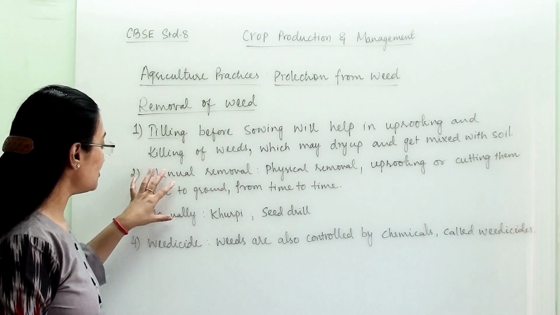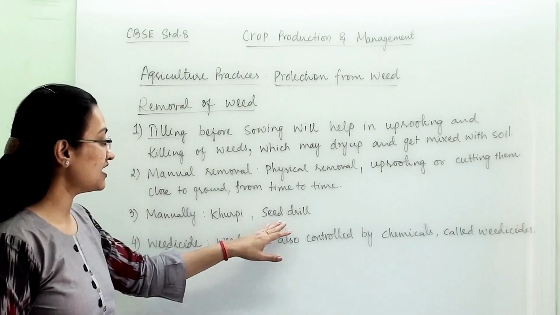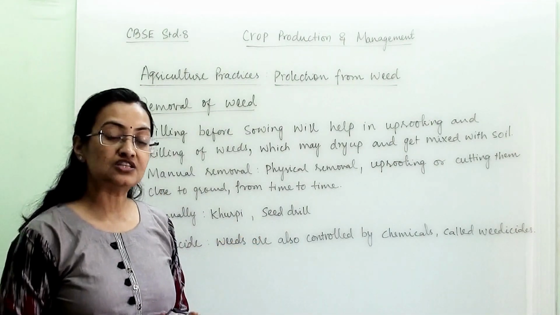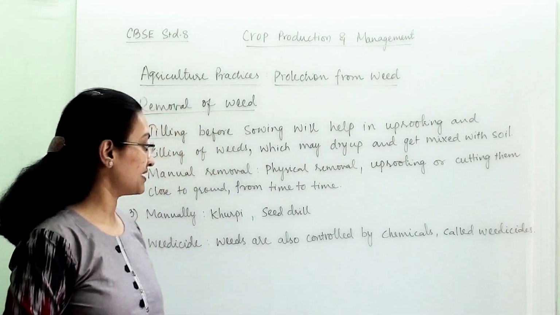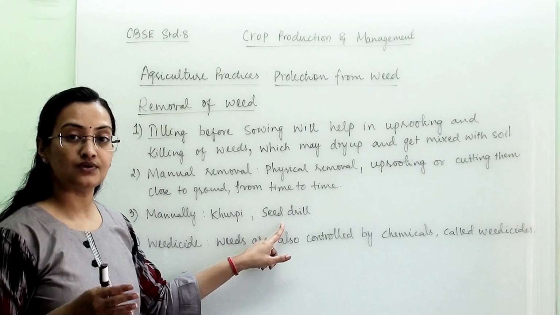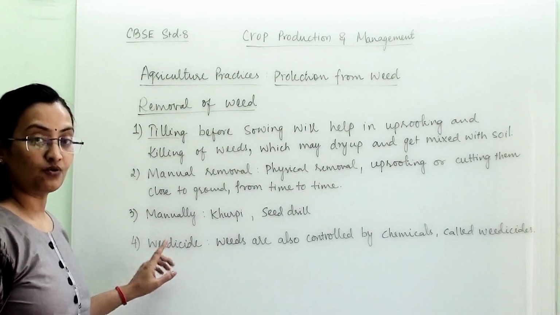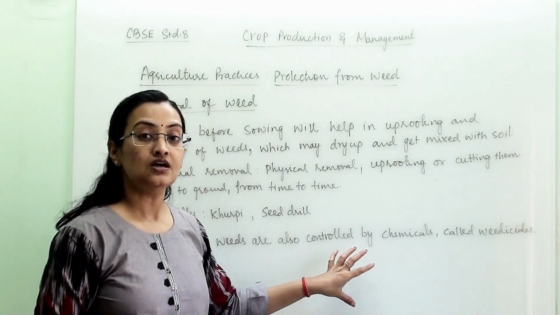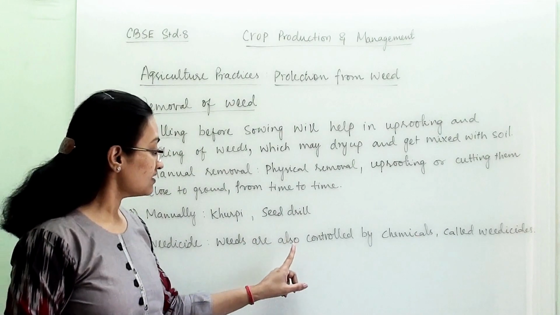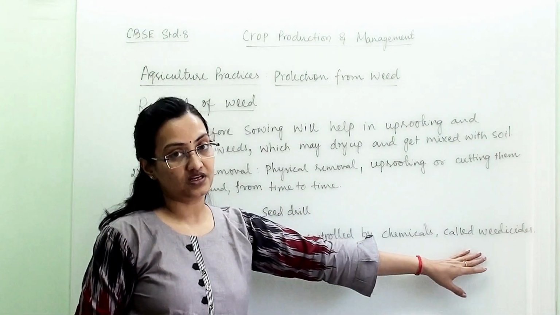Now manually when we are doing this weeding, we are using a khurpi, or we can use the seed drill. About the seed drill we have already learnt in the implements of agricultural practices. With the help of the seed drill we can remove the weed. Then fourth is weedicides. Weedicides are the chemicals which we can use to remove the weed. So weeds can also be controlled by chemicals, and they are known as weedicide.